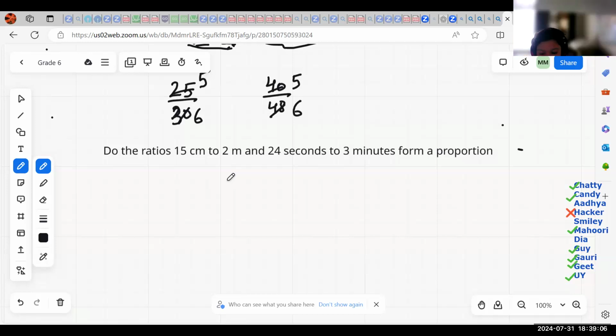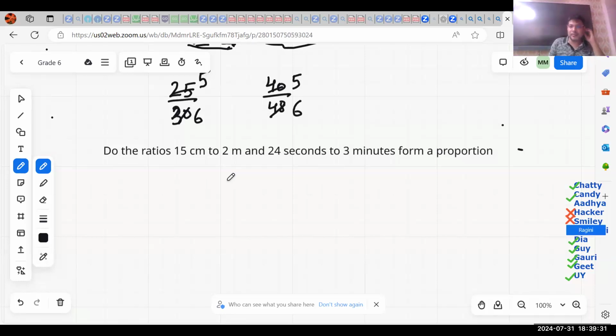So this is also a yes no question. Yes, beta. Oh, then it's easy. I think so. Yeah, it's easy. I thought you meant like do the ratios of 15 centimeter kind of a question.